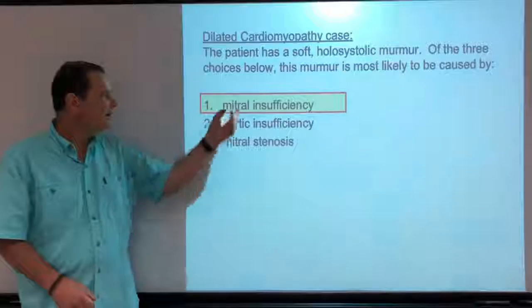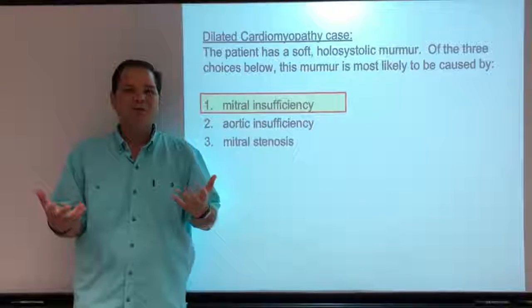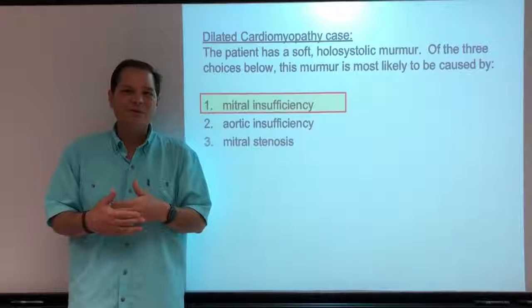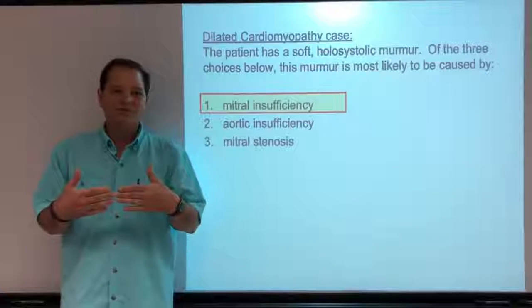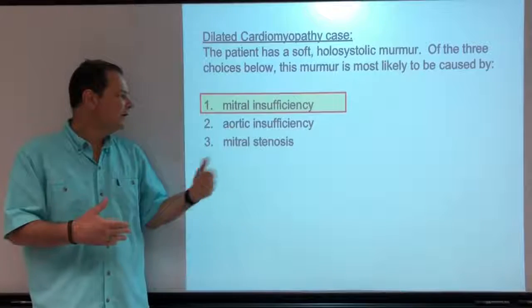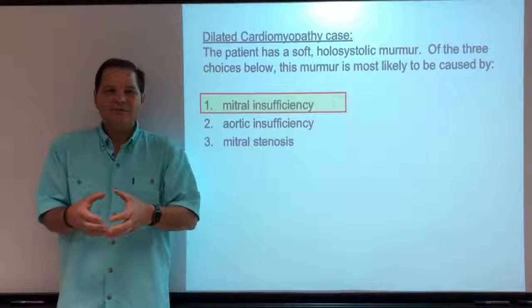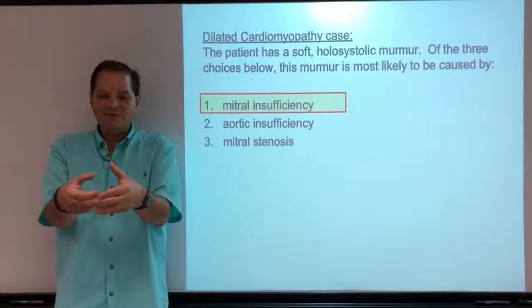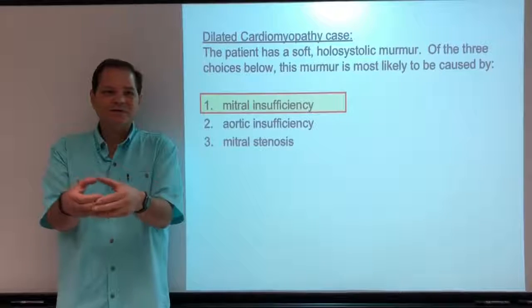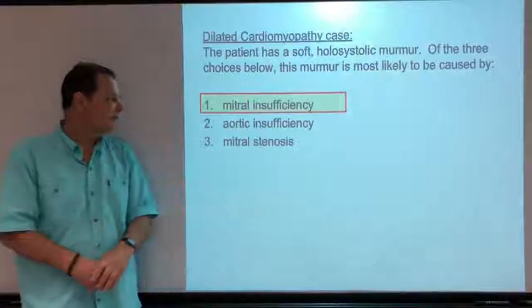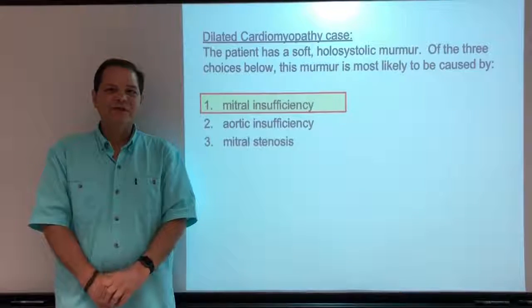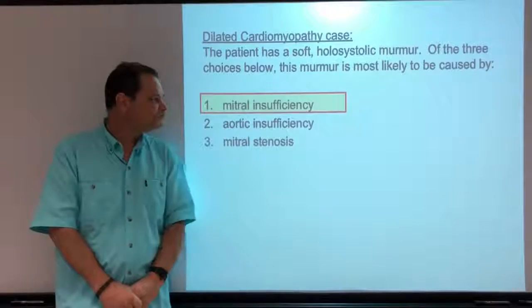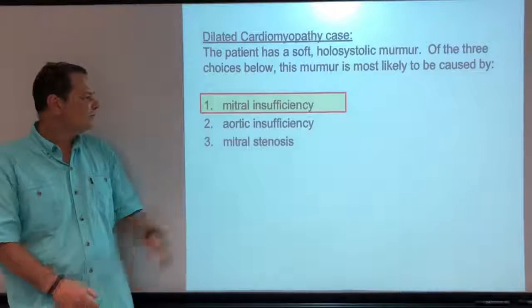Remember, insufficiency is a leaky valve. That means it's letting blood flow back through the valve when it's closed, meaning when blood should not be allowed to flow back through the valve. A stenosis is a narrowing of the valve, which takes place when you eject blood through an open valve that is narrower than usual. Because it's narrower, the velocity of flow increases, and it causes you to be able to hear a murmur.